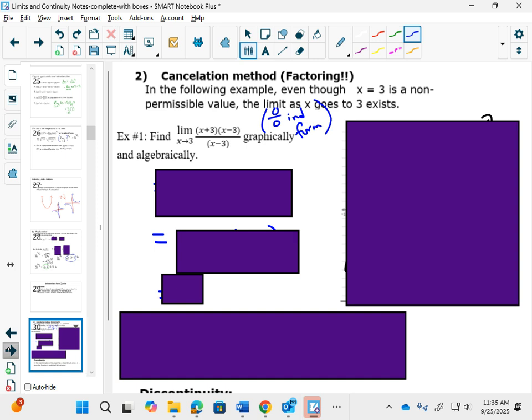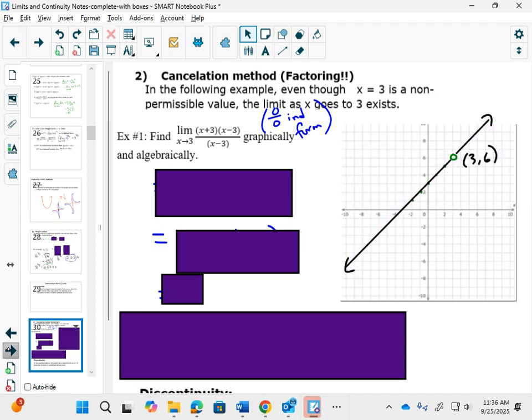Do you remember graphing this in grade 12? What would you do? You would say there was a non-permissible value at 3, but the 3's cancel out, so that made it a hole. And then you would say, what am I left with? I'm just left with y equals x plus 3, and I would draw x plus 3 with the hole. Right? This is y equals x plus 3 with a hole in it, because 3 is still a non-permissible value.